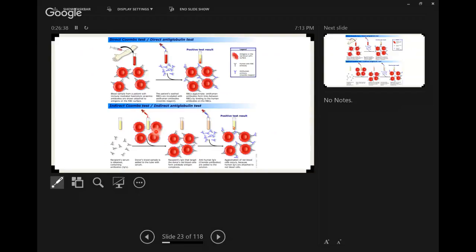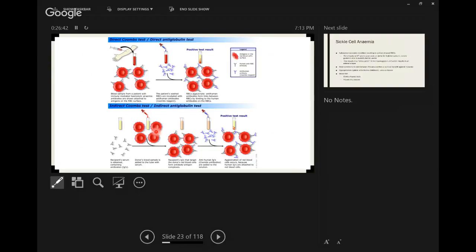So direct and indirect Coombs tests. I don't really want to go into the details of them. Your lecturer probably did that better than I can. But a direct Coombs test is usually for an autoimmune haemolytic anemia, and it's testing your own immunity to your blood. An indirect Coombs test is used for cross-matching.